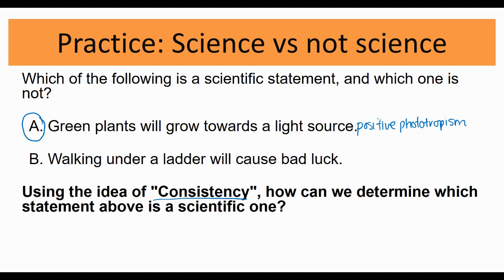And the reason why B isn't science is because people have different ideas of what bad luck is, okay? And the other thing is walking under a ladder would cause bad luck. That doesn't consistently happen. It's not that if you walk under a ladder, you're immediately eaten by crocodiles or whatever, or you immediately have something fall on your head. It's not a consistent thing. And like I said, what is bad luck? People don't have a consistent definition of what bad luck is. For some people, getting out of bed is good luck, and for other people, good luck is only winning the lottery or something.